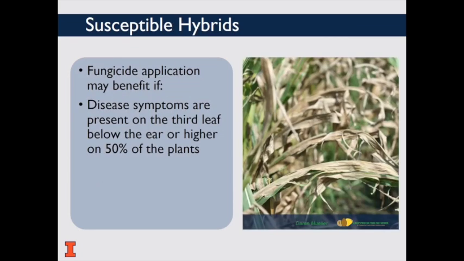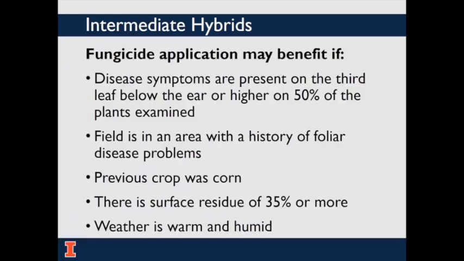For susceptible hybrids, apply a foliar fungicide if disease symptoms are present on the third leaf below the ear or higher on 50% of the plants examined. In general, susceptible hybrids will have a greater yield response to a foliar fungicide, especially when disease pressure is high.